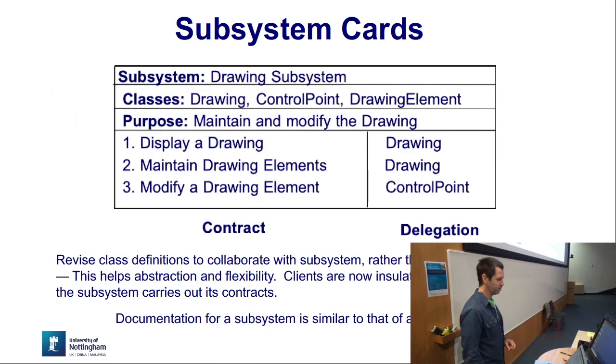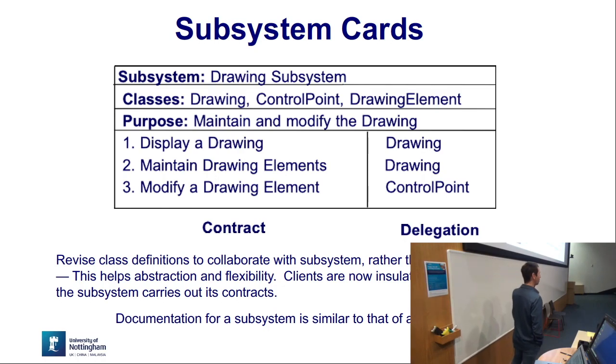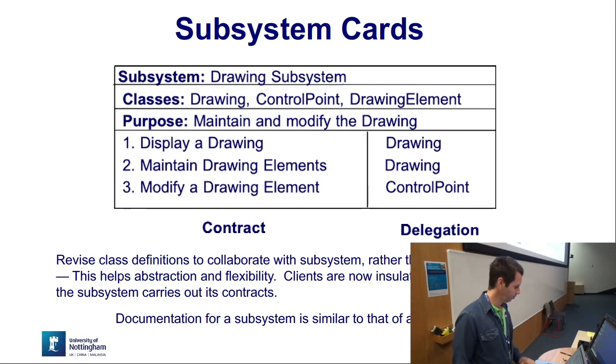This is what a subsystem card looks like. This is how we would document it if we were documenting the design. We have a subsystem name, and then the classes that implement the subsystem, and then the purpose of the subsystem, right? Drawing subsystem, to display a drawing, maintain a drawing, or modify a drawing. And there's a set of collaborations in here, drawing, and control point, right? Here's the description of contracts and the classes that handle those contracts.